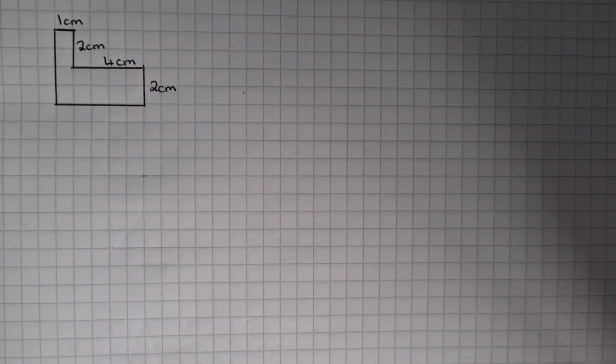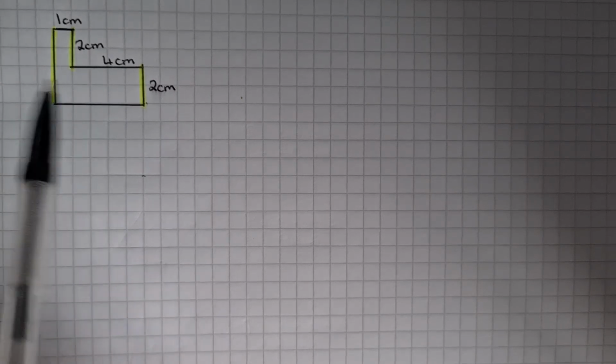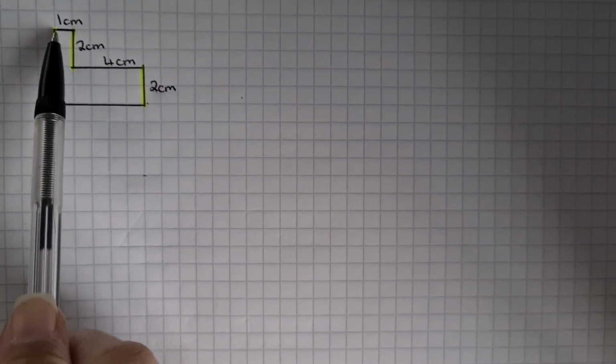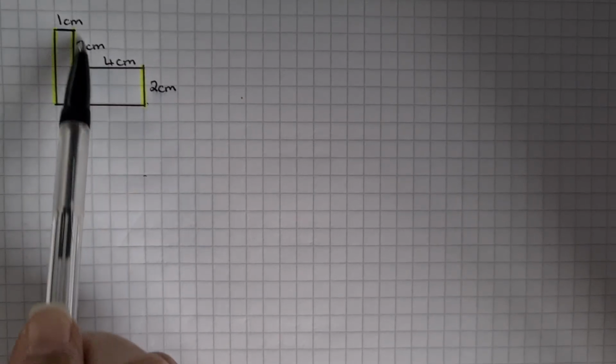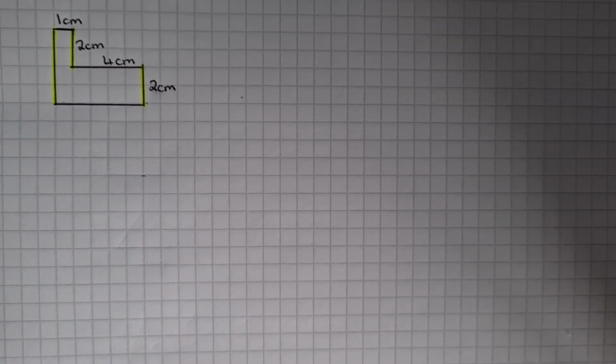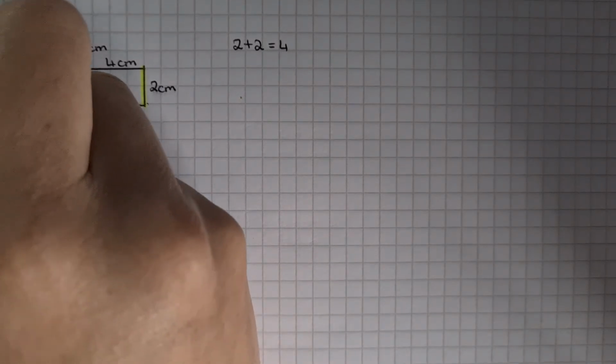These questions can also look like this. So we'll do the same, we'll highlight all the vertical lines. So we know this one is 2 centimetres, this one is 2 centimetres, but we don't know the longest one. So instead of subtracting for these ones, we can see that this one plus this one is the height of this one. So we're going to add them. So 2 add 2 is 4, which means this side is 4 centimetres.